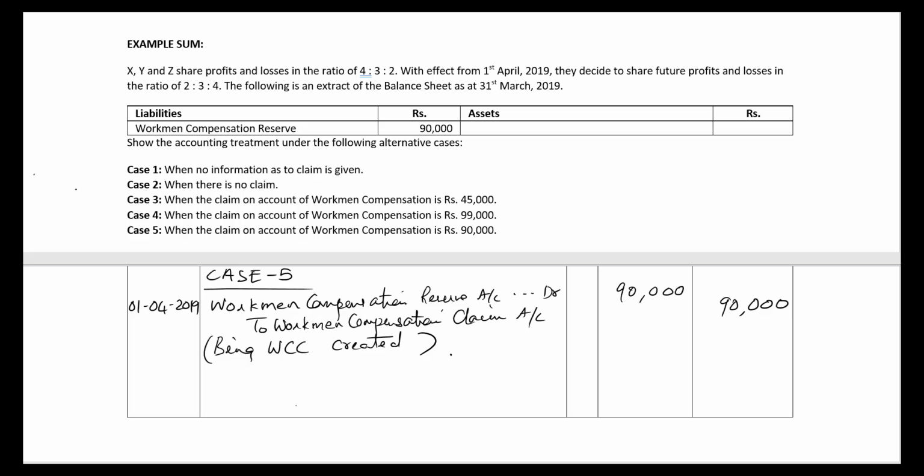So in this sum, we saw the different cases of the claim being equal to the reserve amount, greater than or less than, or claim equal to 0, and how to treat the workmen compensation reserve in such a case.